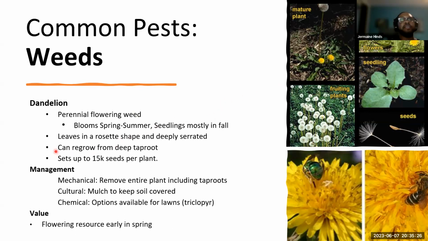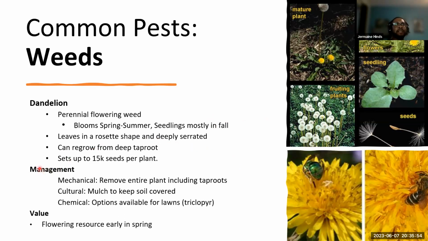One of the things with dandelions is that if you weed them and just cut off the leaf part, they can regrow completely from their taproot. So when you're doing mechanical weeding, you want to pull that taproot all the way out of the soil, because if they survive, they can release up to 15,000 seeds per plant. We're all familiar with the dandelion seeds. They travel across the wind and they can really spread out.